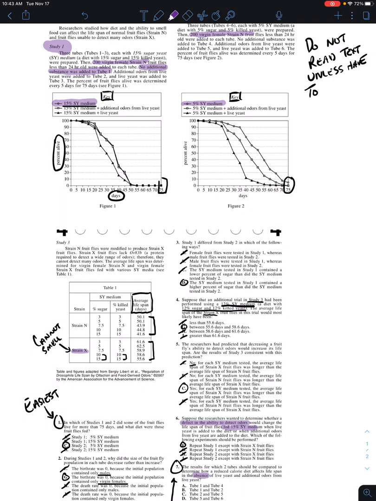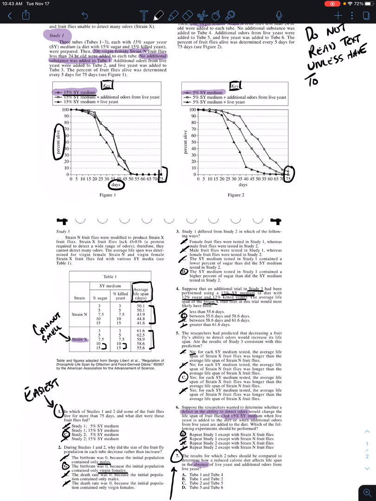It says additional odors from live yeast were added to tube 2, and live yeast was added to tube 3. Okay. So we know that tube 2 and tube 3 are not options because we did add additional odors in tube 2 and we did add live yeast in tube 3. Those are not absence, they are included. So we know that our answer has to involve tube 1. So we can get rid of D, we can get rid of C. It looks like we can go ahead and get rid of B as well because it said that tube 2 was the one that had something added to it.